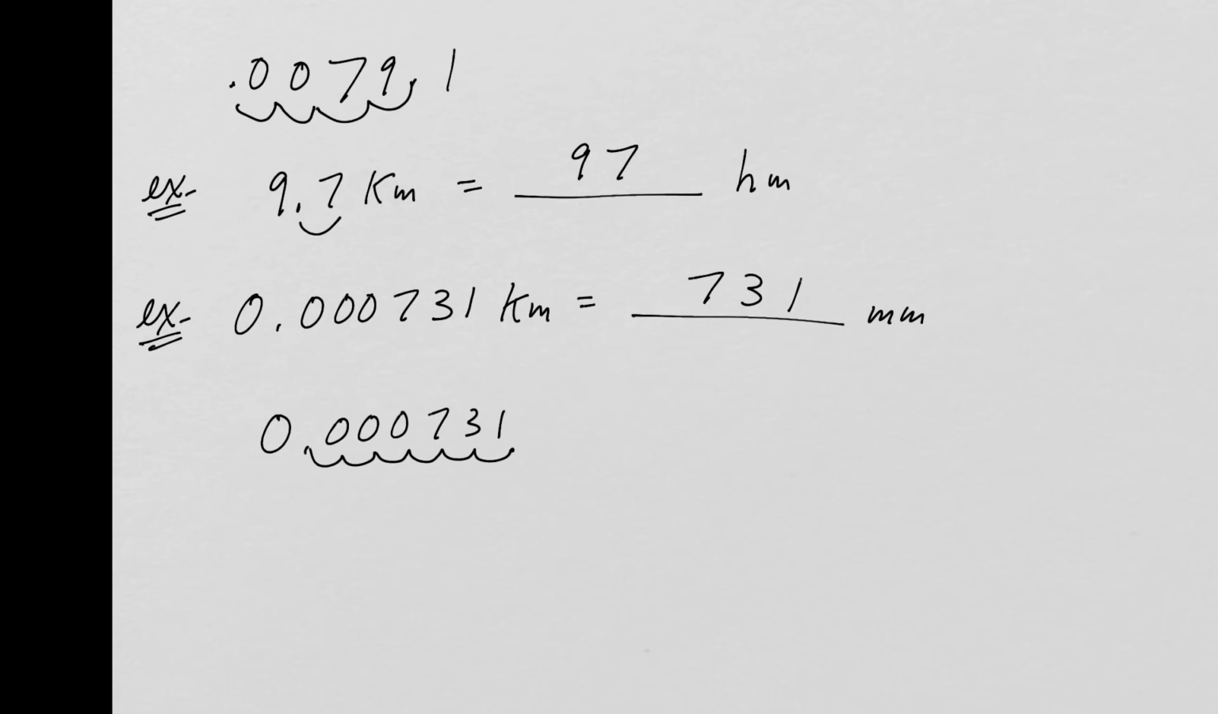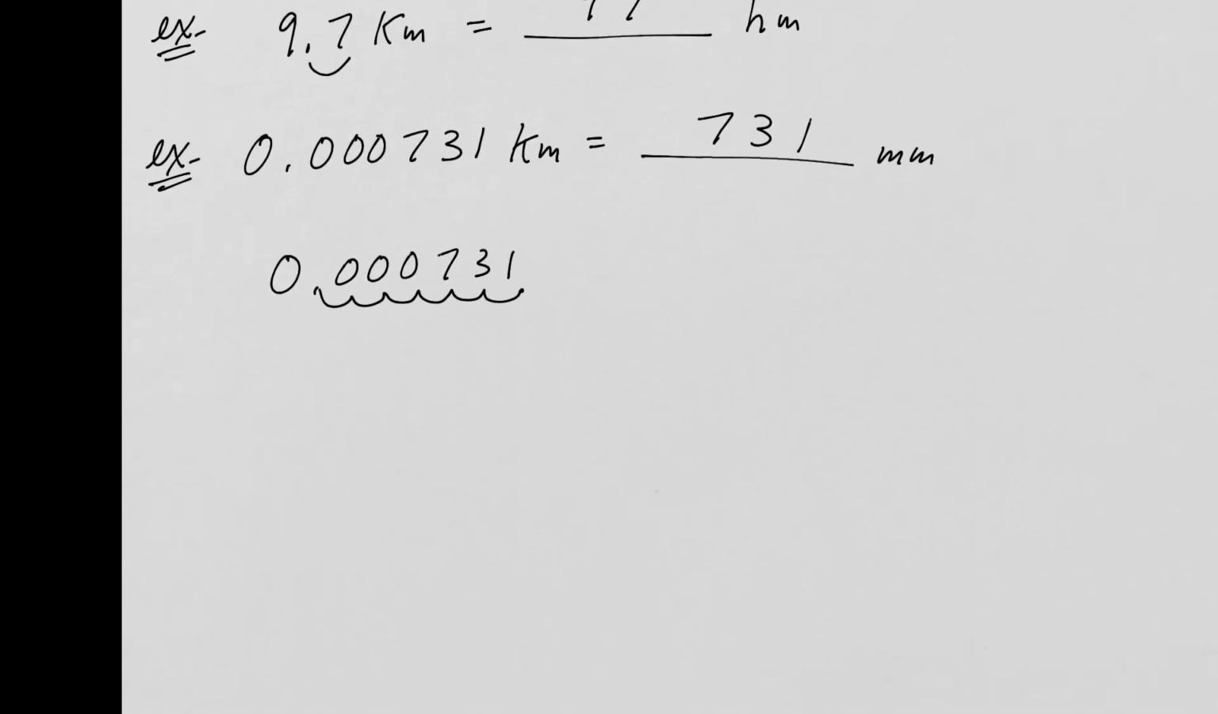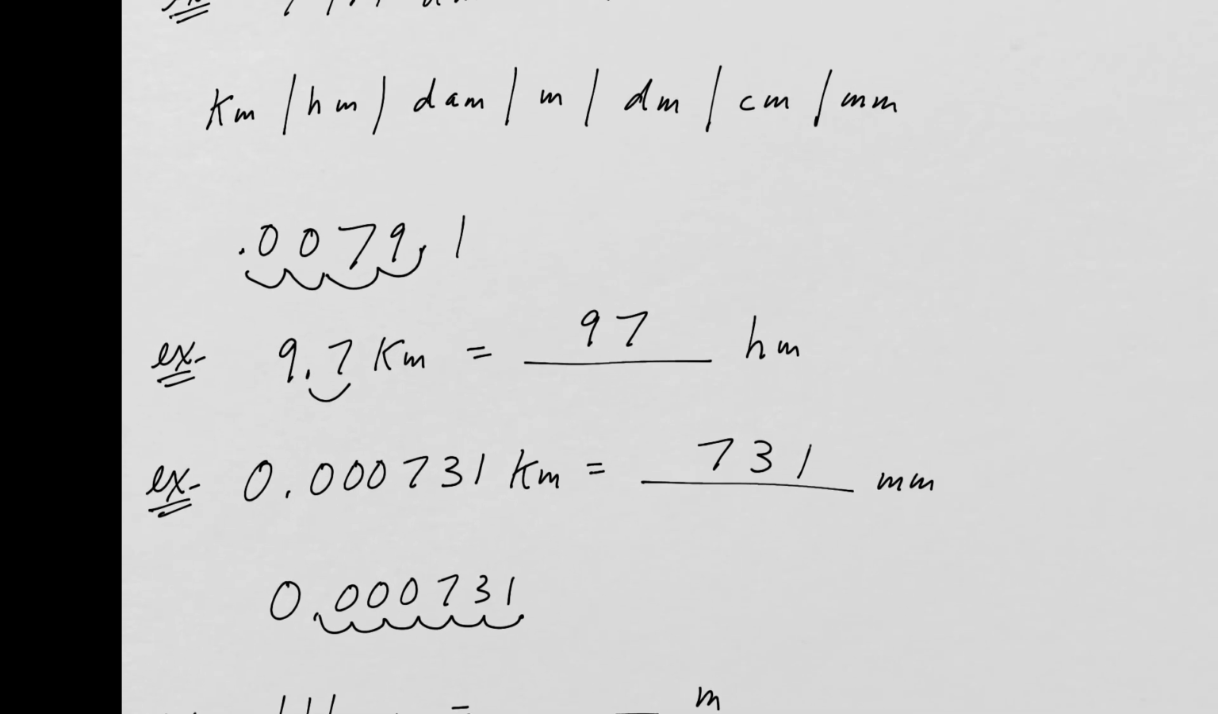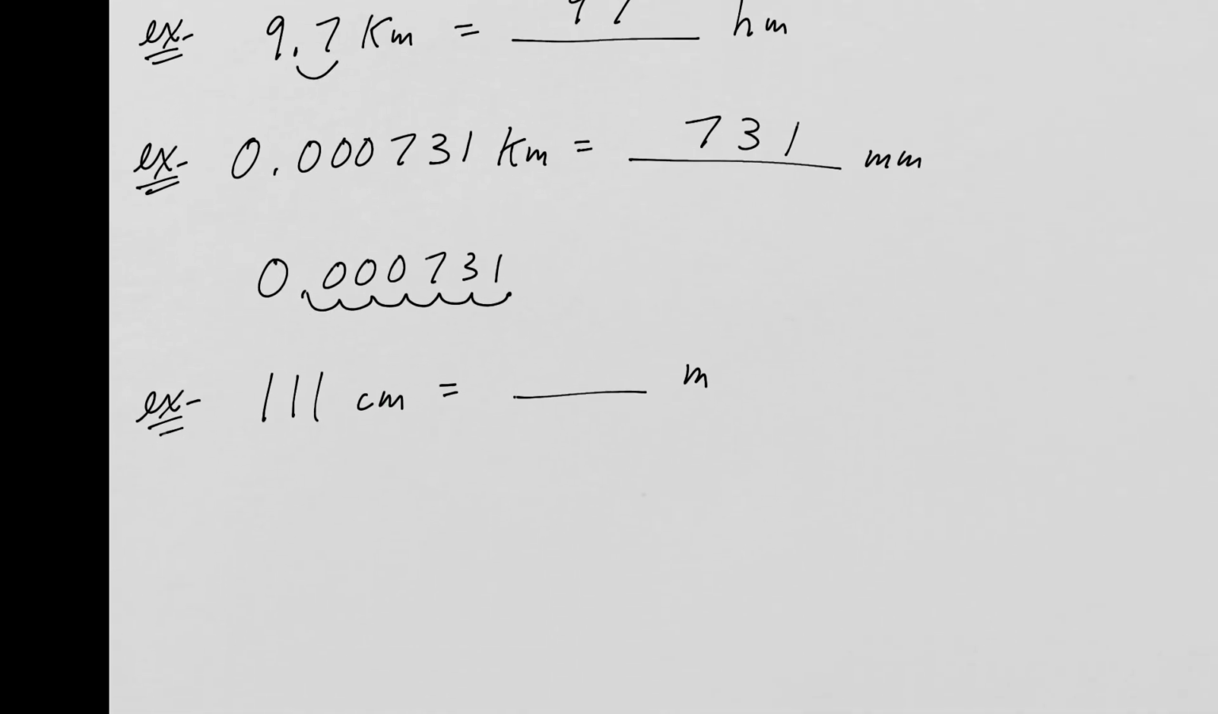Let's do a few more. Let's say I start with 111 centimeters, and I want to convert to meters. So again, if you look at the chart here, if I start at centimeters, how do I get to meters? Well, I need to go 1, 2 to the left. That's it. So right now the decimal point is at the end. So I need to go 2 to the left. So this should be 1.11 meters.